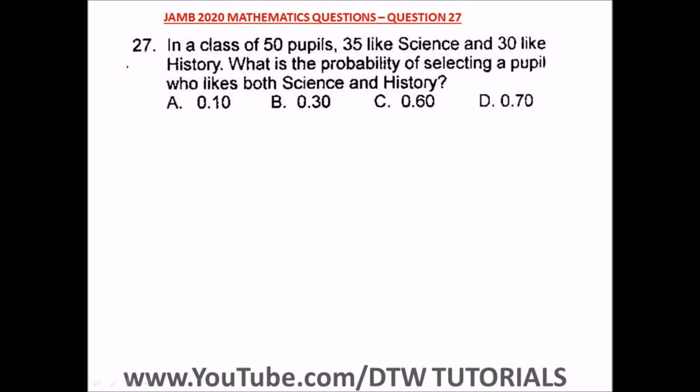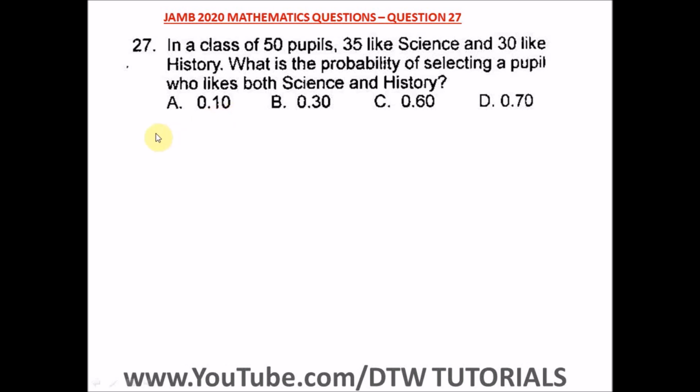27 of the JAMB 2020 maths past question. Now they said in a class of 50 pupils, 35 like science and 30 like history. So he said, what is the probability of selecting a pupil who likes both science and history? So now let's solve this.